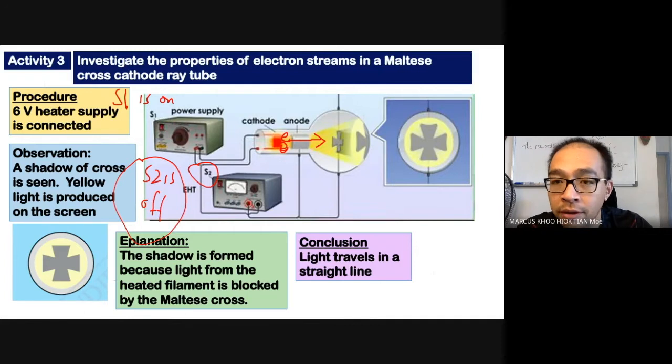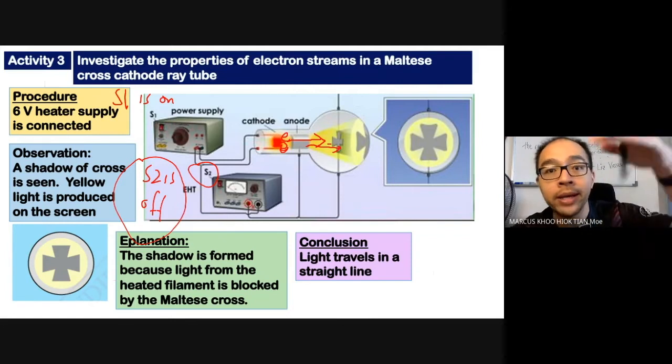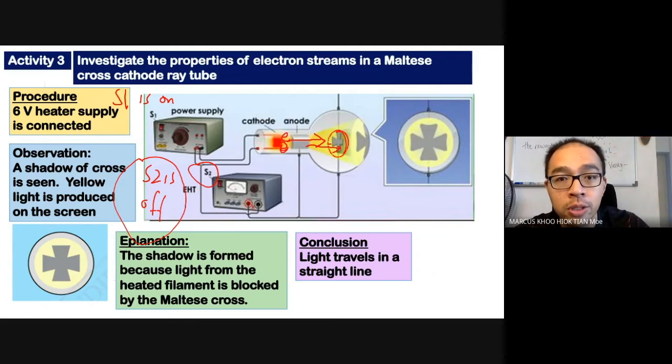And how do you know that it's traveling in a straight line? Because the ones that are not being blocked by the Maltese cross get to hit the pentafloor screen. But the ones that are blocked by the Maltese cross, that's why you see the shadow here. All these are where the electrons do not get through. Because if light doesn't travel in a straight line, it could bend here and bend there, and you wouldn't get this image over here because light can just bend however it likes.